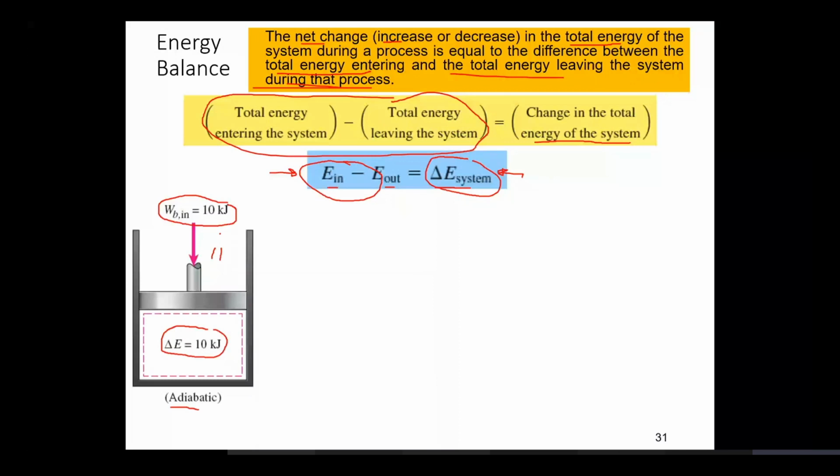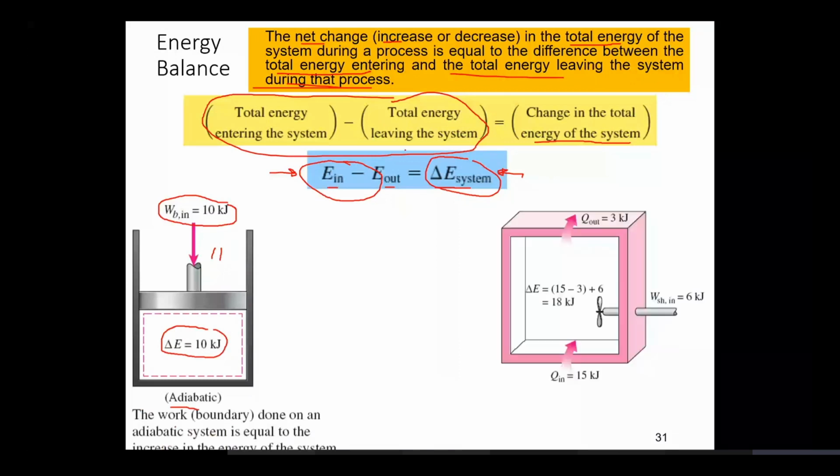A more complicated example. Now you see how the energy is changing. This energy is coming in the form of heat, this energy is going out in the form of heat, and this is the shaft work that is done in the form of work. So the total energy change of the system would be what is coming in: heat coming in as 15 kilojoules, plus work coming in as 6 kilojoules, minus what is going out, 3 kilojoules of heat going out. So the change in energy of the closed system would essentially be 18 kilojoules. Is this clear?